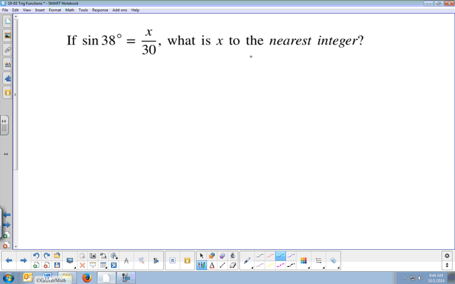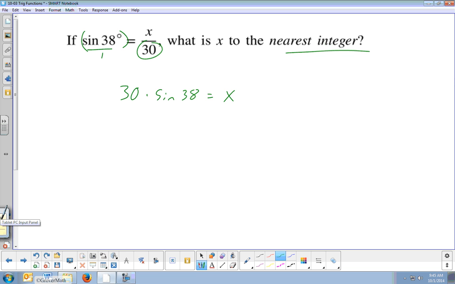Okay, this one wants you to solve for x to the nearest integer. So it's kind of like they set up a problem like what we did here. They just want us to do the cross multiplication. So let's do that. 30 times sine 38. And remember, that's 30 times sine 38, not 30 times 38 and the sine of that. You actually need to type into your calculator 30 times sine 38 equals x times 1 is x. And so you don't have to divide here.